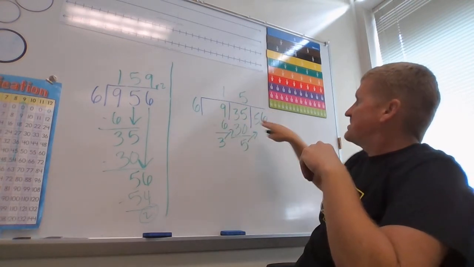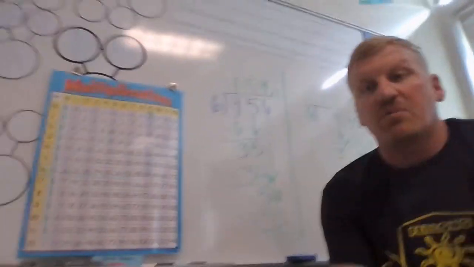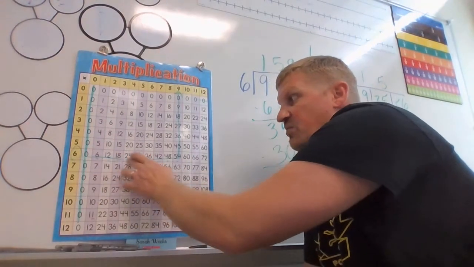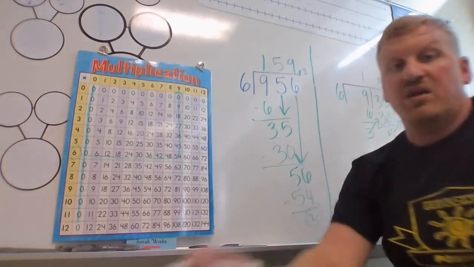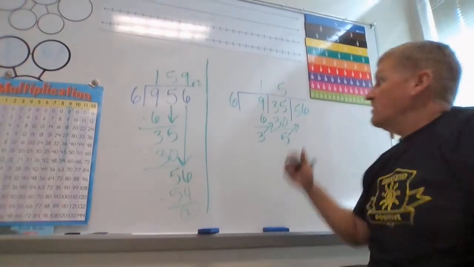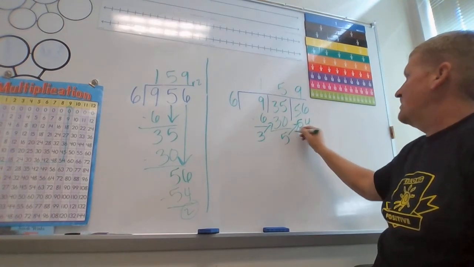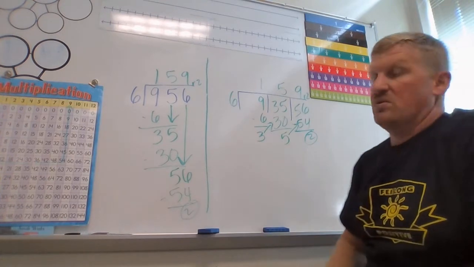How many groups of 6 go into 56? Again, this is a perfect time to talk about our multiplication chart. How many groups of 6 go into 56 without going over? It's 54. Going up, we have 9. So we have 9 here. 9 times 6 is 54. Subtract, we get 2. That is a remainder.